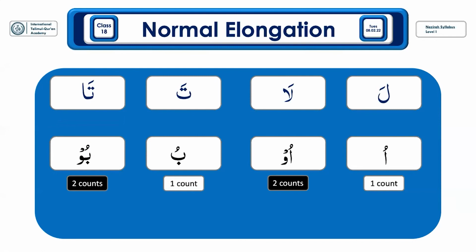So this is the lesson for normal elongation for alif madda and waw madda. Hope you all understood this one.